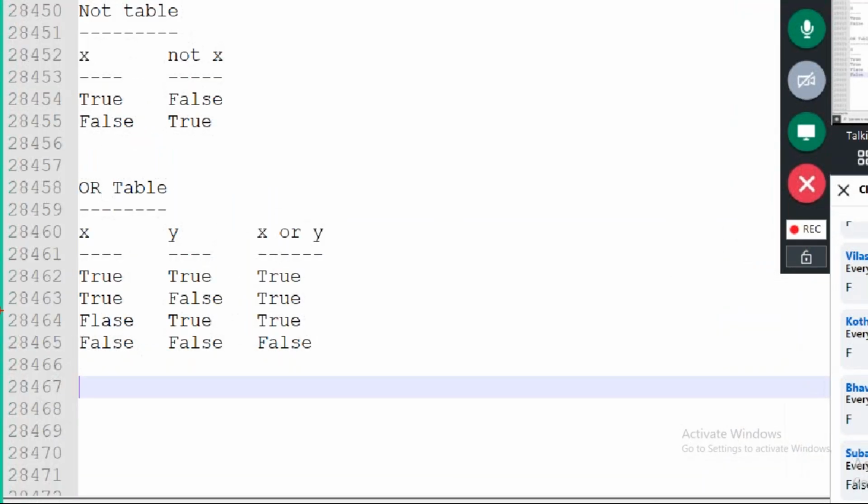Now all of you observe. In case of the or table, either X or Y must be true, guys. Either X or Y or both must be true. Then only the or operator will give true. Suppose both X and Y are false values, then or will also give false. That is the or table.